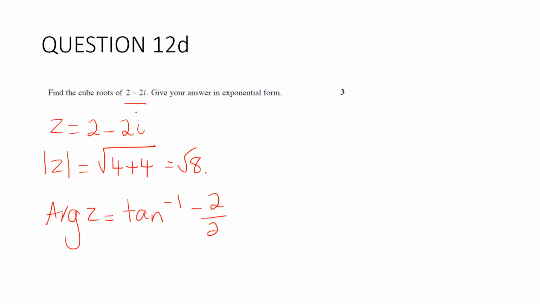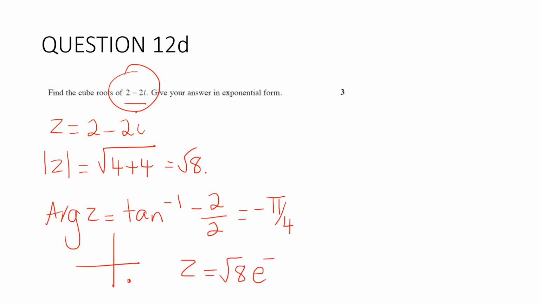Quick diagram. Where is this? 2 minus 2i, it's down in here. And we want a negative angle, so it'll be equal to negative pi on 4. And so z is equal to root 8 e to the negative pi on 4 i. Now let's let another complex number w cubed equal root 8 e to the negative pi on 4 i.